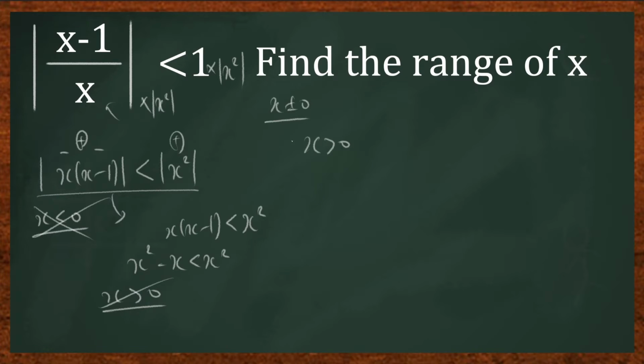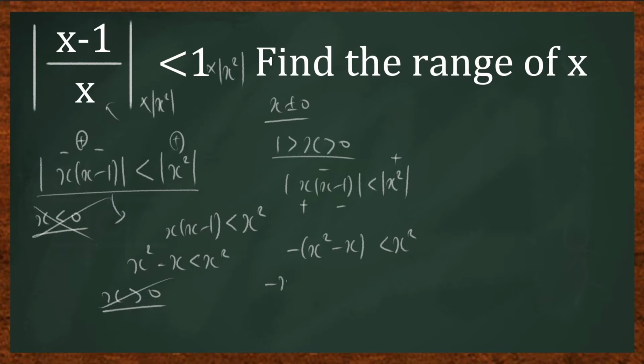Secondly, because x is in the denominator, x is not equal to 0. So let's say the next range is from 0 to 1. Let's find out if it's plus or minus. It is plus, minus, so it will be minus, and x squared is always plus. Thus, this absolute value function will come out like this. If we solve this inequality, it will be expressed like this, and it will be 2x squared minus x is greater than 0, which is x(2x minus 1) is greater than 0.